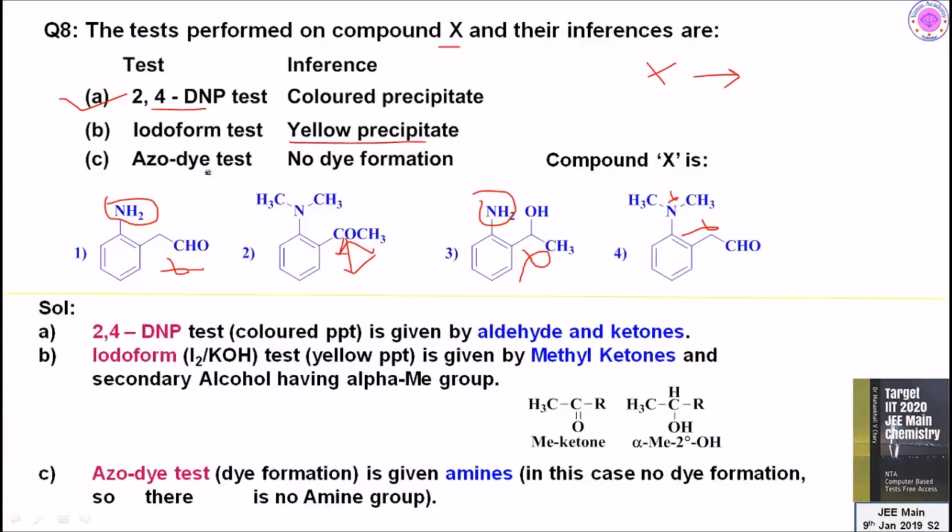But which is differentiating? The iodoform test. Option number 2 is positive, whereas option number 4 is negative. So based on these 3 tests, you can identify the X compound as 2, right? N,N-dimethyl ortho N,N-dimethyl acetophenone. So option number 2 is the correct option, friends.